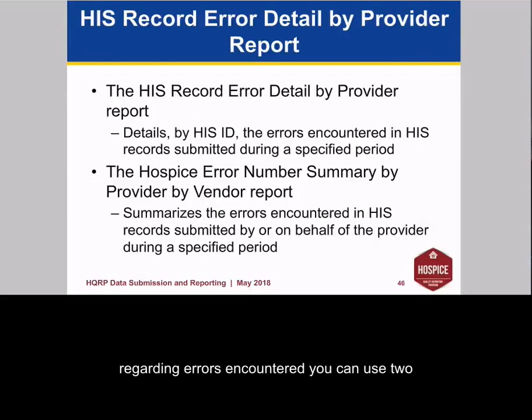For additional details regarding errors encountered, you can use two other error reports. The first is the HIS record error detail by provider report, which details by HIS ID the errors encountered in the Hospice Item Set or HIS records submitted during a specified period. The second report, the Hospice Error Number Summary by Provider by Vendor report, summarizes the errors encountered in the HIS records submitted by or on behalf of a provider during a specified period.